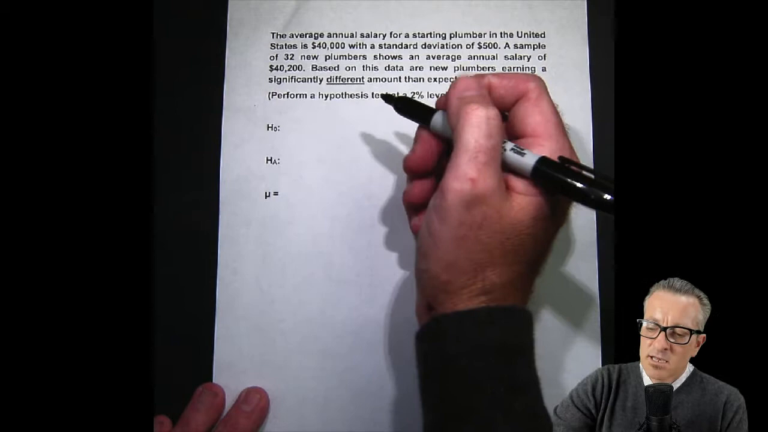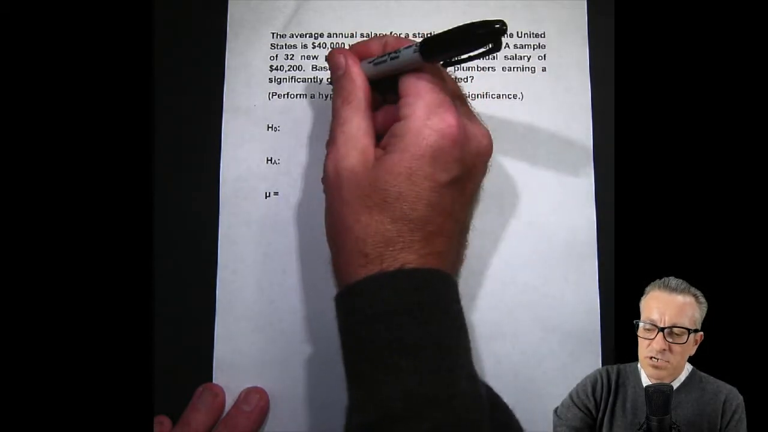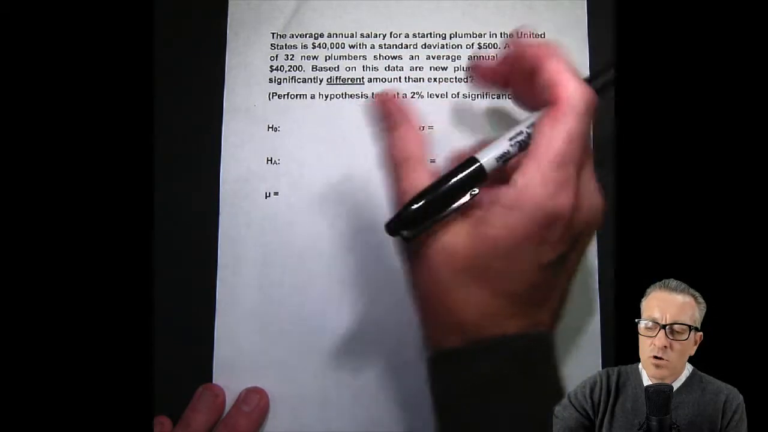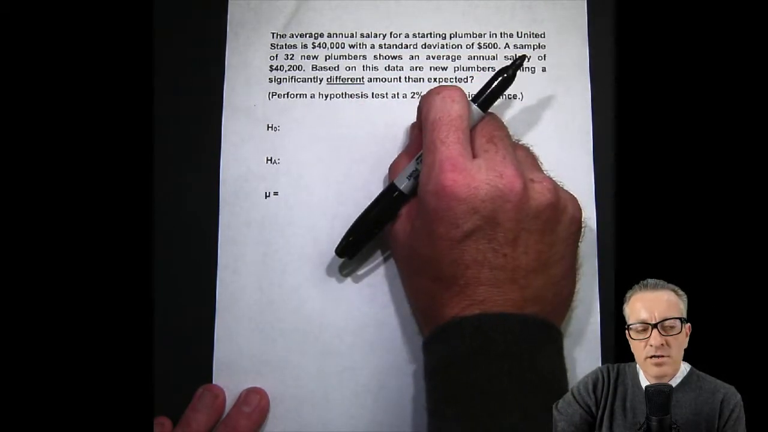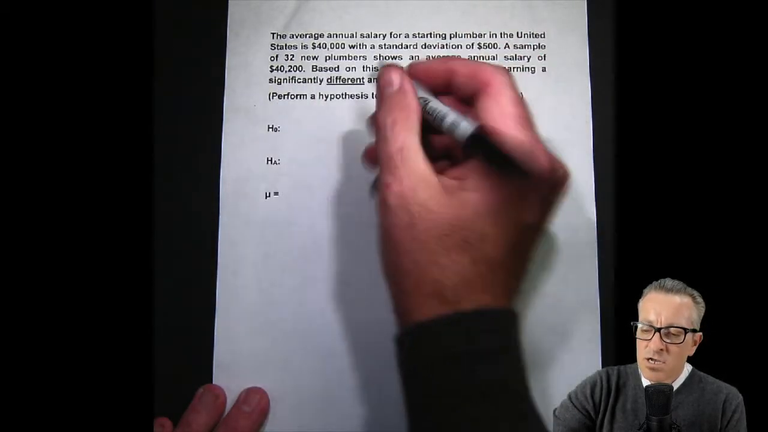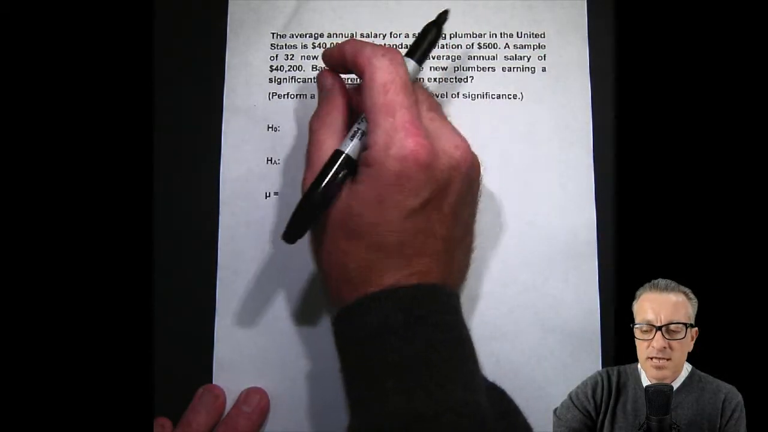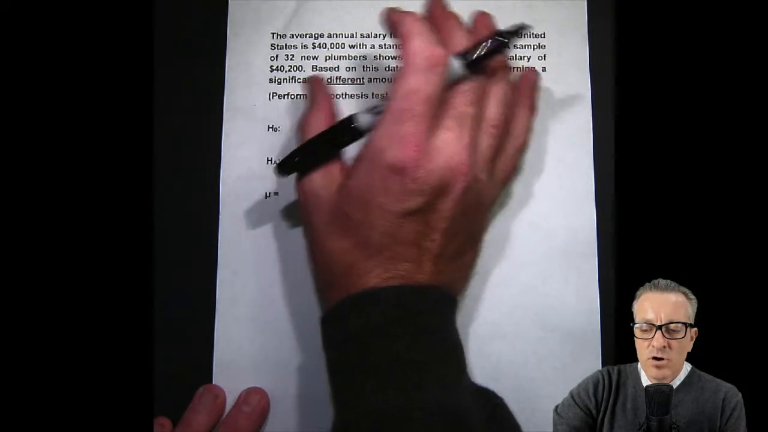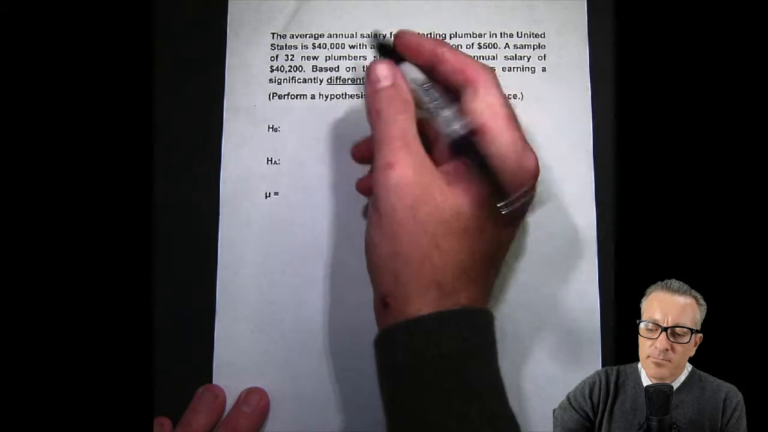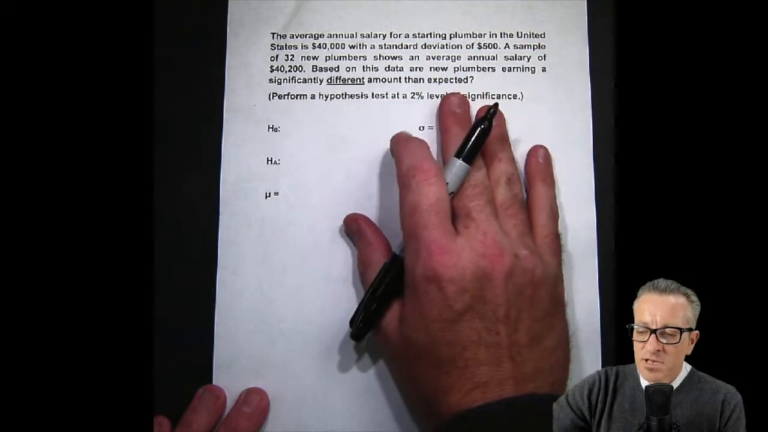So in this case, the prior example that I went over had "more." This one says different. So we're trying to figure out, are they earning more or less? Well, it looks like they might be earning more, but we're not sure. So when we do a two-tail test, we're open to the idea that it could be high or low. And I'll show you how the difference works.